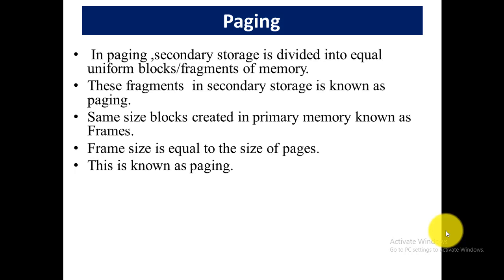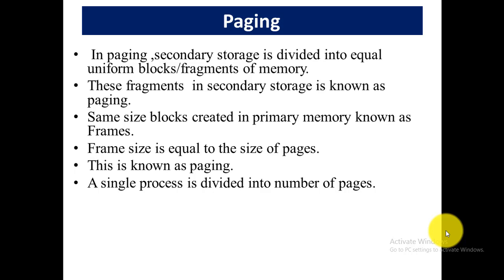This is a compulsion for paging memory management: the sizes of the RAM blocks and hard disk blocks must be the same, equal to 4 KB each. This is known as the paging technique. A single process is divided into a number of pages. In segmented memory, we never split the process; we divide the memory according to their sizes. But in paging, we split the process into smaller pages that are each 4 KB.